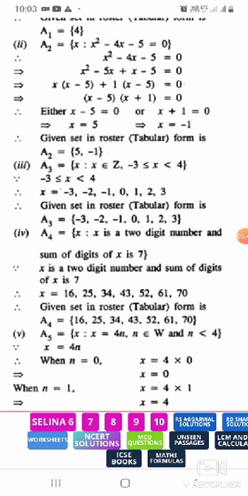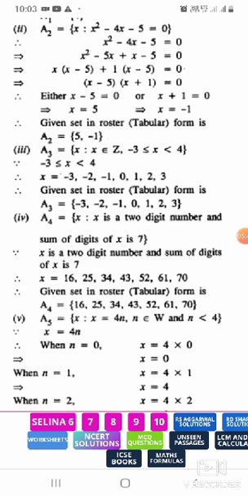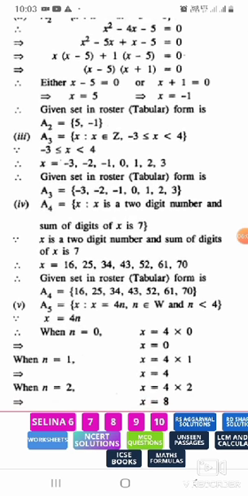Now take the next problem. x is a 2-digit number and the sum of digits of x is 7. The condition is that it should be a 2-digit number and the sum of the digits is 7. Let us say 16. 1 plus 6 is 7, so the total of the digits is 7. Likewise, you can take 2-digit numbers which have the sum 7.